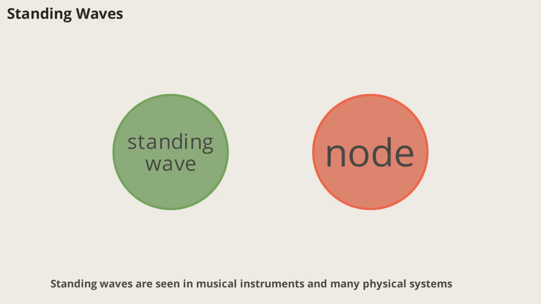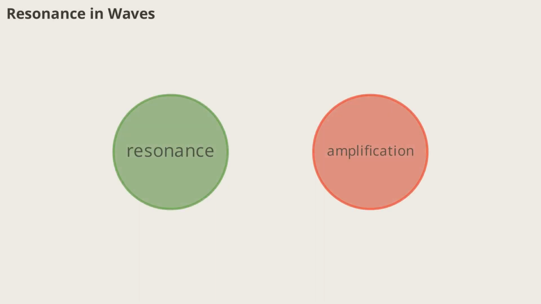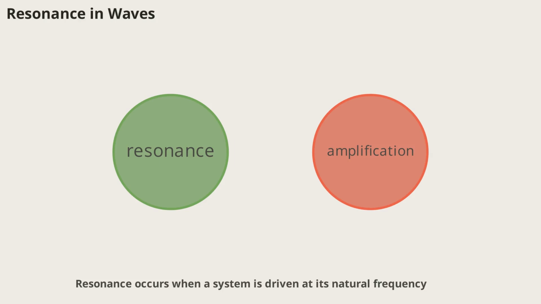Standing waves are seen in musical instruments and many physical systems, helping us understand resonance and sound production. Resonance occurs when a system is driven at its natural frequency, causing it to vibrate with greater amplitude. This is why a singer can shatter a glass by hitting the right note, or why bridges can sway dangerously in the wind. Resonance is a powerful phenomenon that can amplify waves and is crucial in engineering and music.